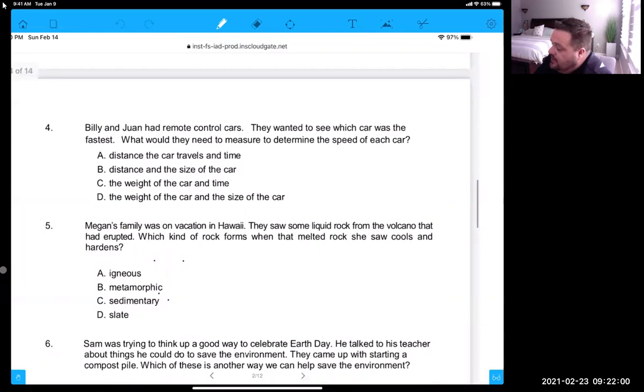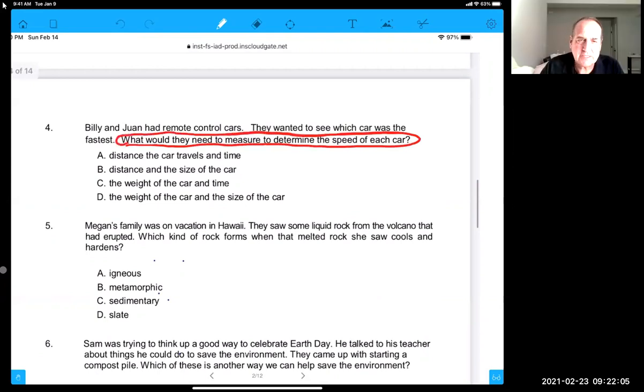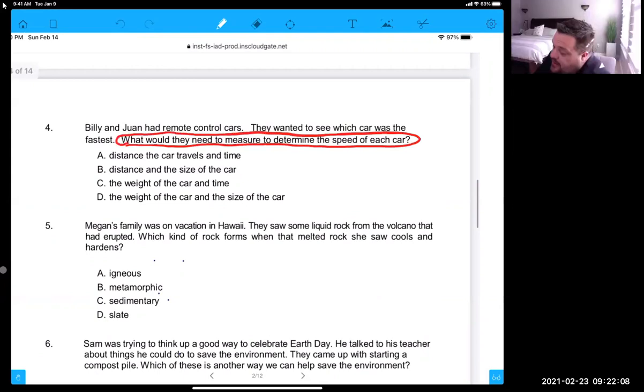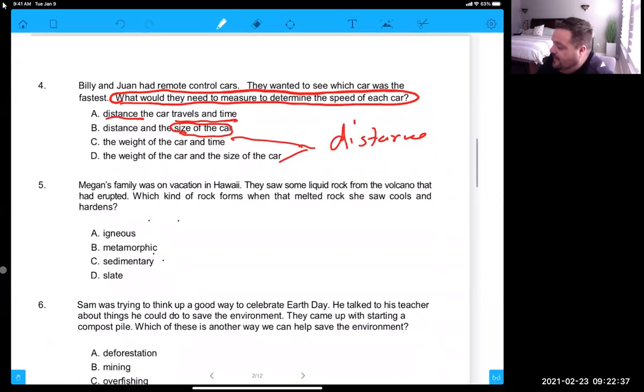Okay, number four, the main question here is which measurements determine the speed of each car. To find the speed of each car, you need to measure the distance and the time. Now remember, the size doesn't really matter. A big car could go faster. The weight of the car and the time, but what if they don't all go the same distance? The weight of the car and the size of the car, once again, these two leave out distance. They all have to go the same distance, or else it's not going to be a good measurement of which one goes faster. All right, pause and do number five.